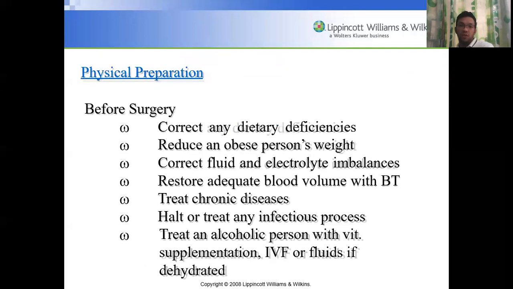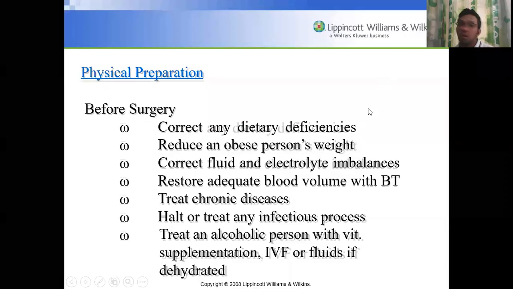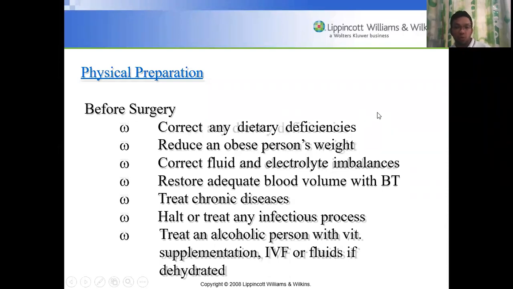So what would be our physical preparation for the patient who will undergo an operation? Before surgery, we need to correct any dietary deficiency. So if the patient is malnourished, if the patient lacks protein, we give them these things. Reduce an obese person's weight, so they need to undergo exercise to reduce their weight, and diet as well. Correct any fluid and electrolyte imbalances. Restore adequate blood volume with blood transfusion if they have severe anemia, for example. Treat chronic diseases. If they have DM, cardiovascular disease, they need to be treated first before they will undergo surgery.